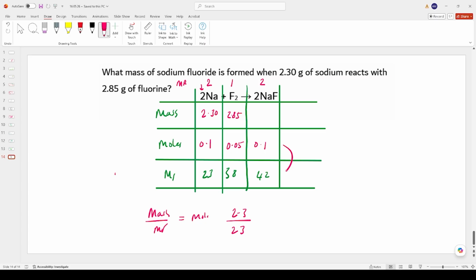So we're going to use these two pieces of information to work out this. So mass divided by MR. So X over MR is moles. X is 0.1 times 42. Who got 4.2?